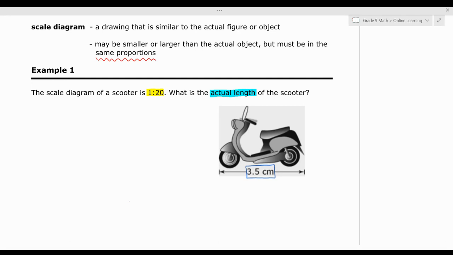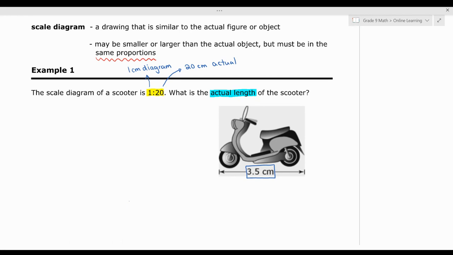Okay, so let's go back to the info we're given. This 1 to 20, what that's telling you is basically 1 centimeter in the diagram, the picture that we have in front of us, is technically representing 20 centimeters of the actual, if you had the real life scooter in front of you. Not that a scooter really is like real life, but you get what I mean.